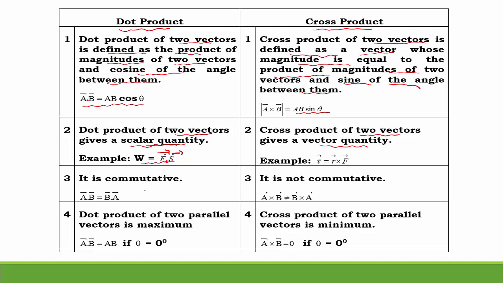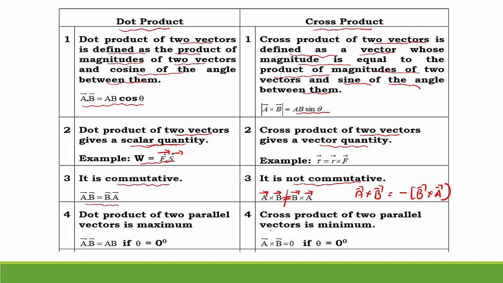Then the third property: dot product is commutative, that is, vector A dot vector B is equal to vector B dot vector A. It obeys the commutative property. But cross product is not commutative, because vector A cross vector B is not equal to vector B cross vector A. Or we can write vector A cross vector B equals minus of vector B cross vector A, because it has both magnitude and direction. So it is not commutative.